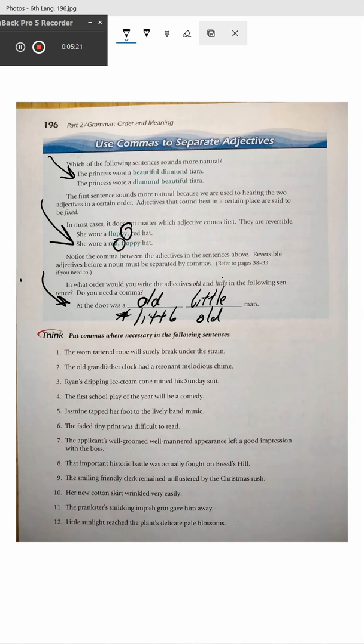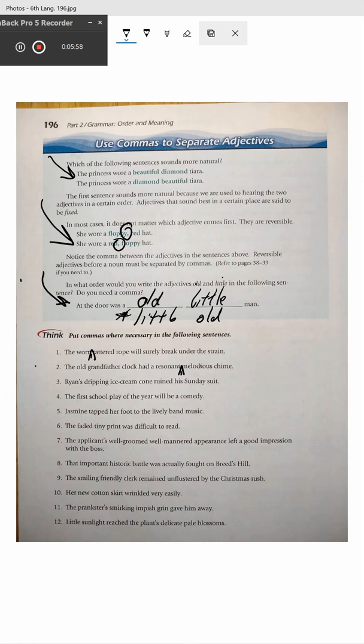Let's look down below. The worn, tattered rope will surely break under the strain. Could you say the tattered, worn rope? You sure could, so let's put a comma there. The old grandfather clock had a resonant, melodious chime. So would you say the grandfather old clock? No. Could you say the melodious resonant chime? Yes. Ryan's dripping ice cream cone ruined his Sunday suit. Okay. Ryan's and dripping. Could you switch it? Dripping Ryan's? No. So leave it.